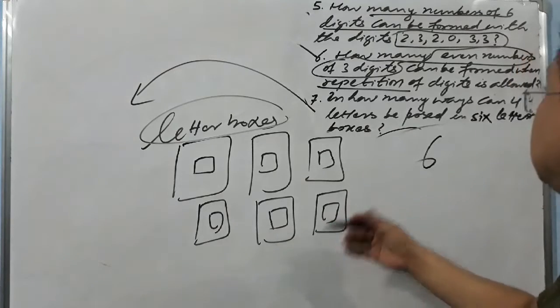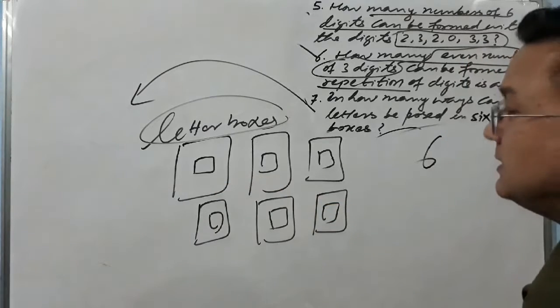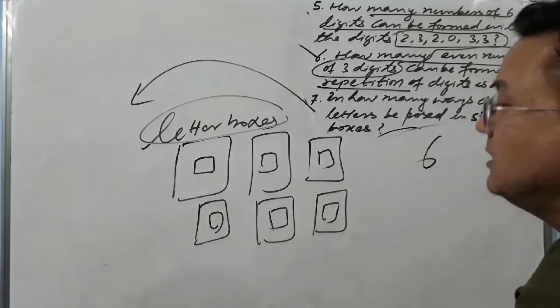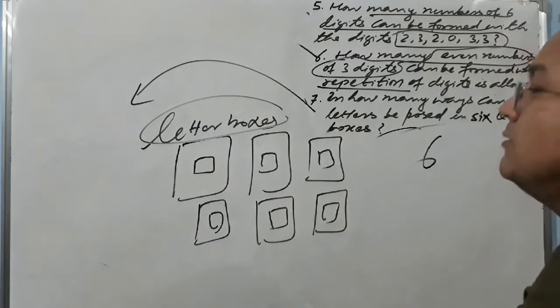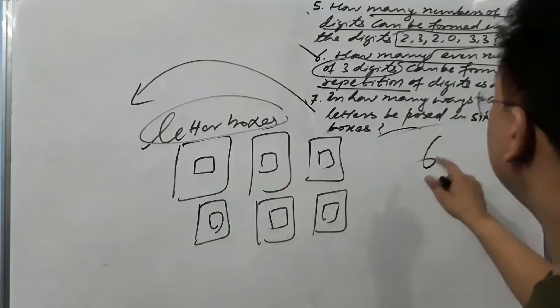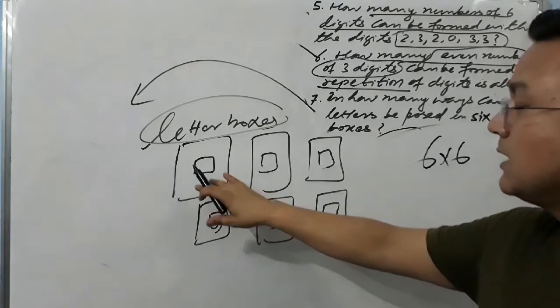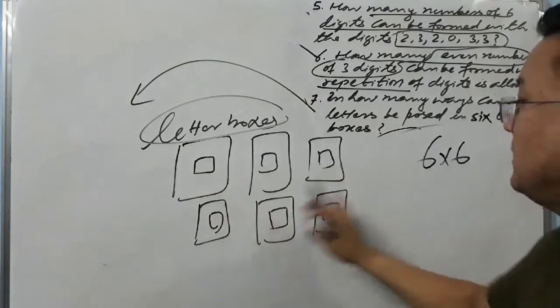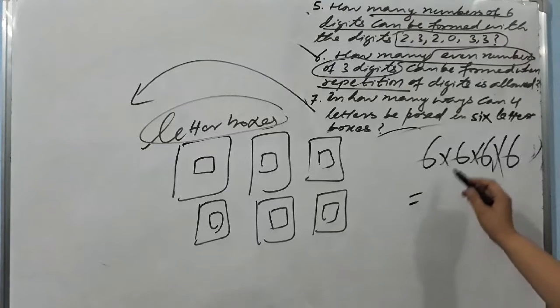Similarly the second, third, fourth. If you have posted the first one here, there is no restriction. You can post the second letter here too. Repetition is allowed here, this is a question based on repetition. For the first letter, six ways. For the second letter also, you have six ways, 1, 2, 3, 4, 5, 6. And the third letter also can be posted in six ways, and similarly the final letter also in six ways.